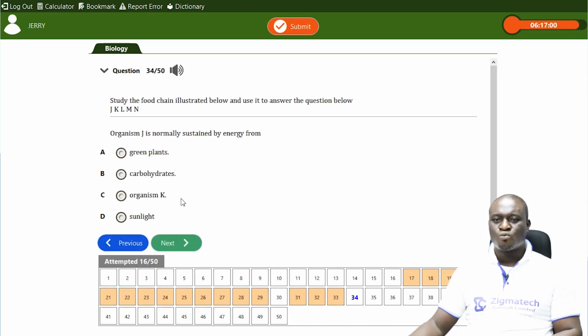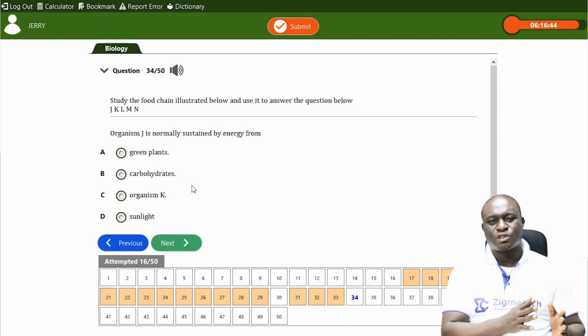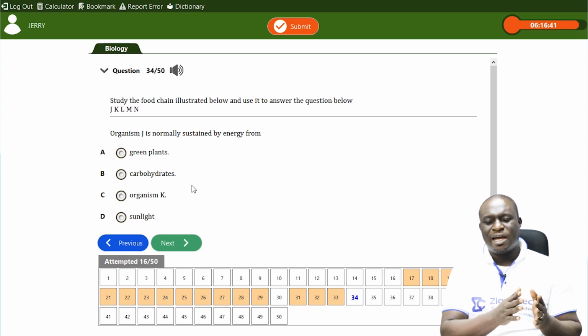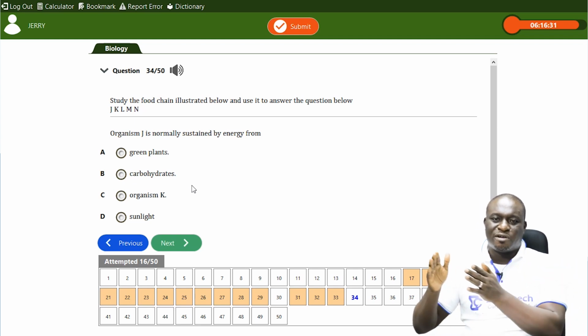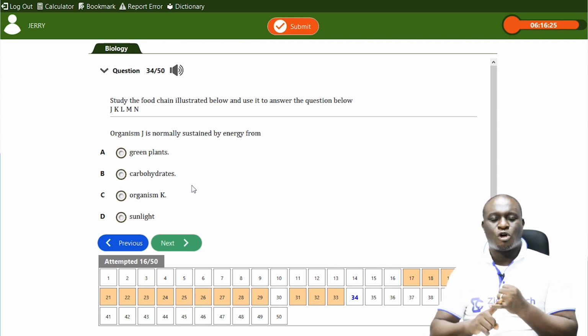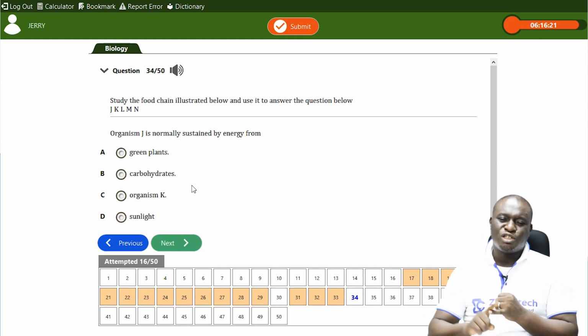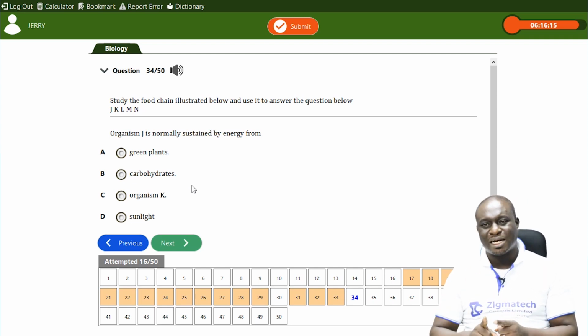Moving ahead, we were given a question here that says, study the food chain illustrated below and use it to answer the questions below. Now, what is a food chain? A food chain is a linear feeding relationship that shows the transfer of energy and nutrients from one organism to another, mostly from producers to their final consumer. Please take note, a normal food chain begins with a producer and then ends with the tertiary consumer, which is the final consumer.